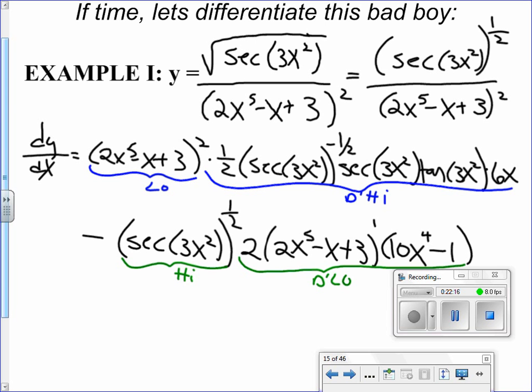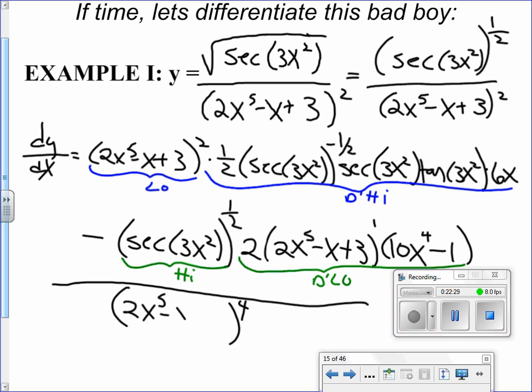So are we finished? Nope. The denominator squared, it's already something squared, so when you square it, you get the denominator to the fourth. You forced it. 2x to the 5th minus x plus 3. You forced it. It's done. Put a fork in.